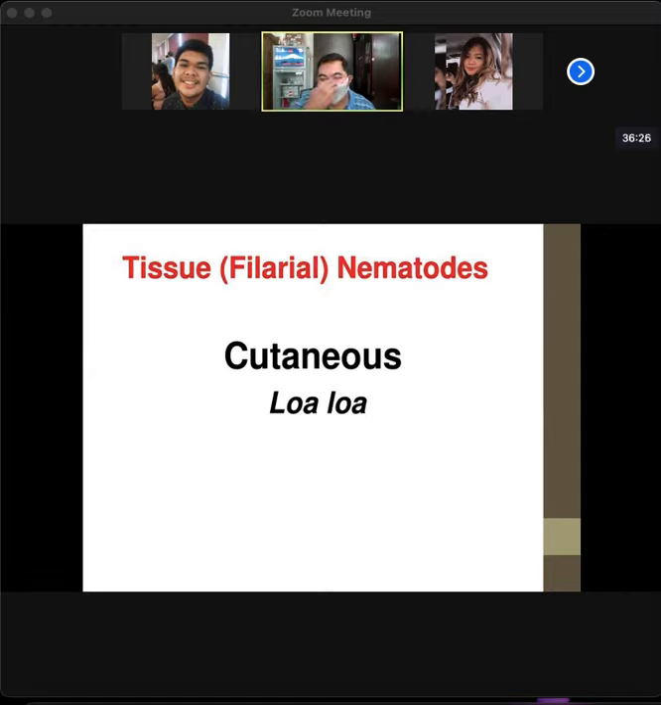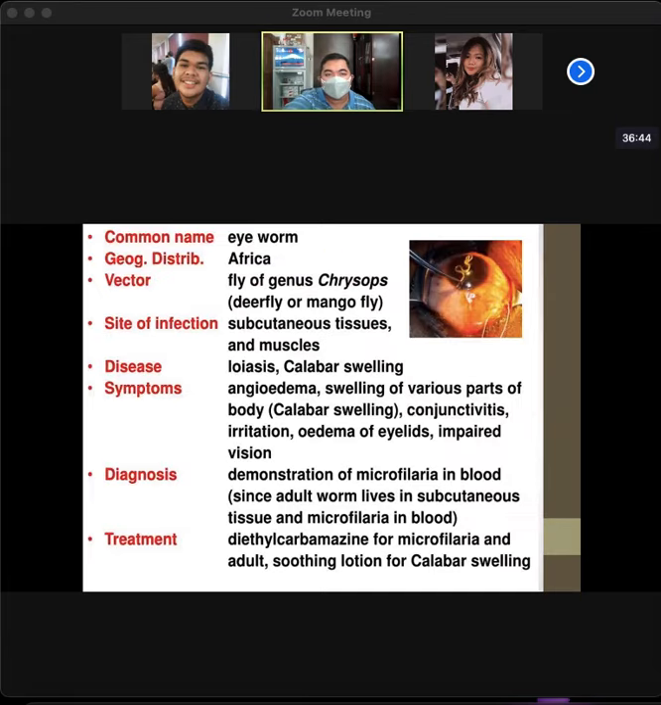So aside from that organism, we have the tissue or the filarial nematodes. The most common here is the cutaneous nematode, which is the Loa loa. So what is Loa loa? This is the common name for the eyeworm. If they ask you for the vector, it is Chrysops, the deer fly or mango fly. The site of infection is usually the subcutaneous areas, as well as the muscles.